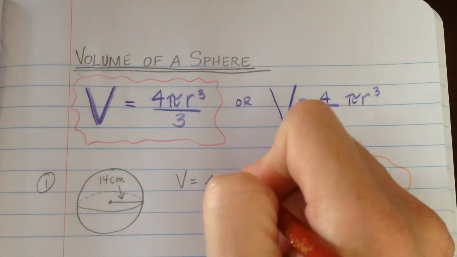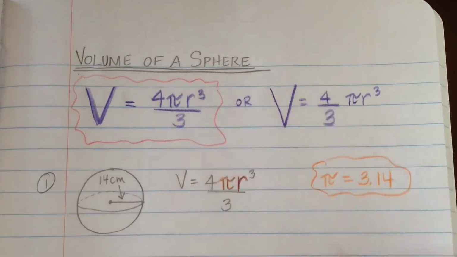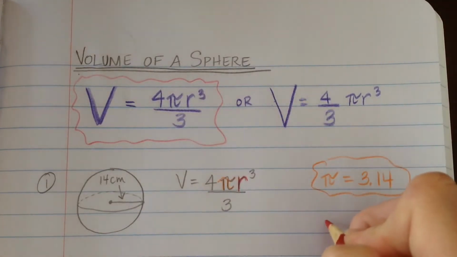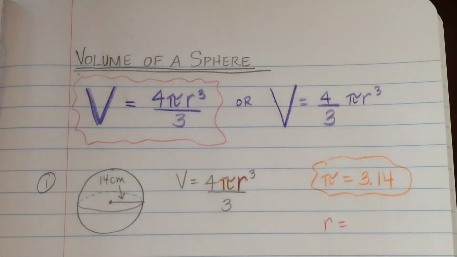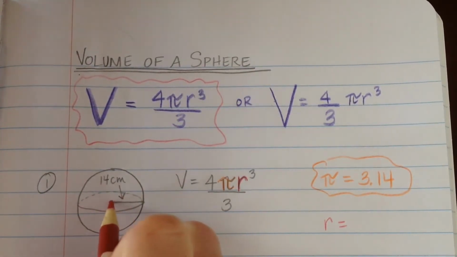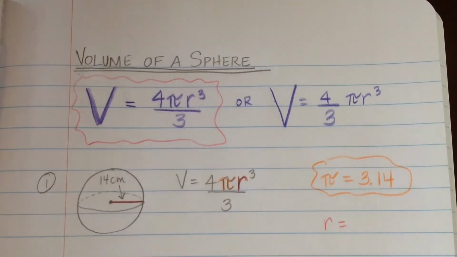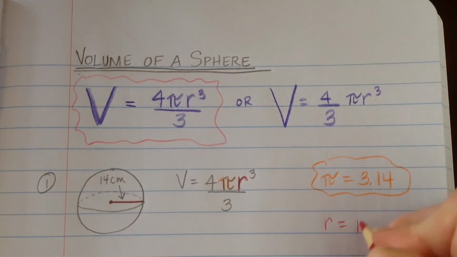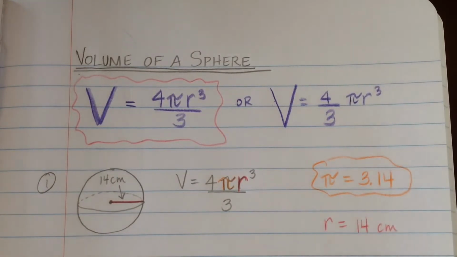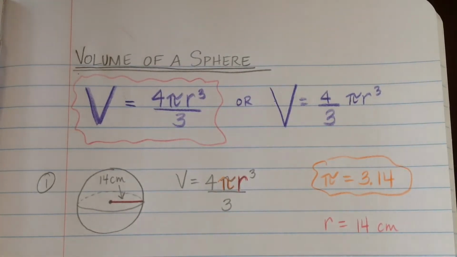Then we need to know, here's a letter, R. What does R stand for? R stands for the radius, which is the distance halfway across a circle, right? So for this problem, the radius is 14. Now I know these two pieces of information. Now I'm just going to plug them into my formula and follow order of operations.